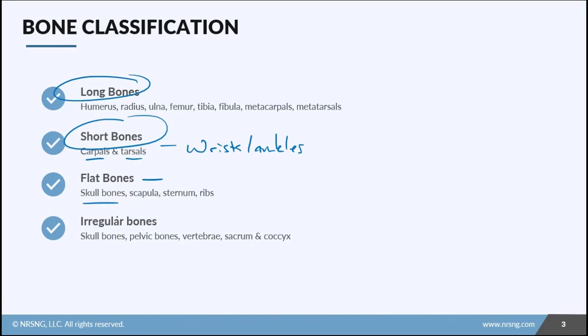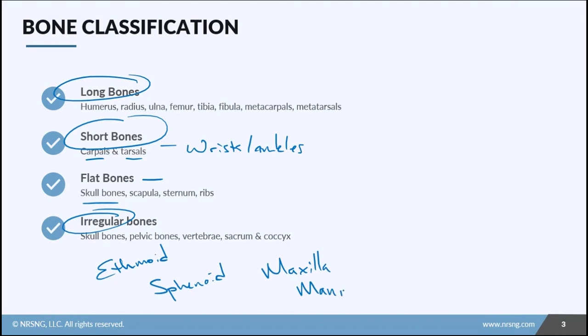And then there are irregular bones. Irregular bones are like the pelvic bones, vertebrae, sacrum, and bones in the coccyx. Then there are also different types of skull bones that are irregular, like the ethmoid or sphenoid bone, and also the maxilla and mandible. These are all irregular bones.